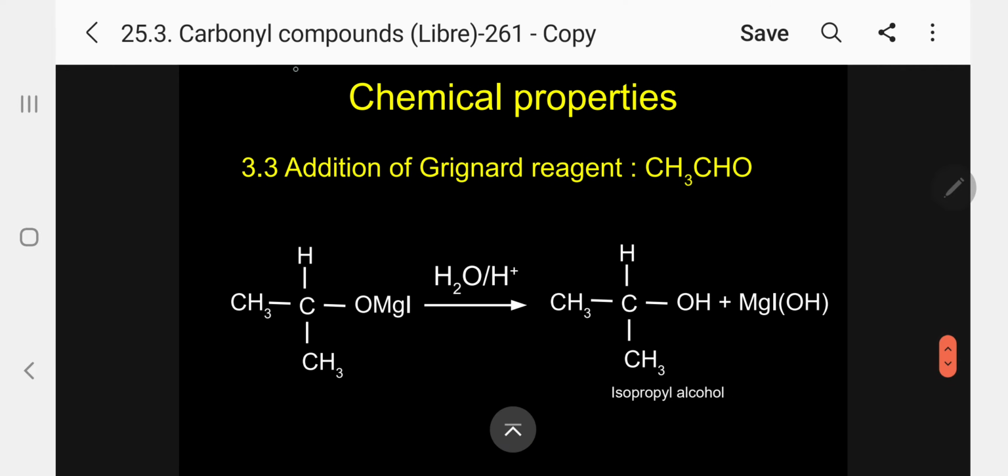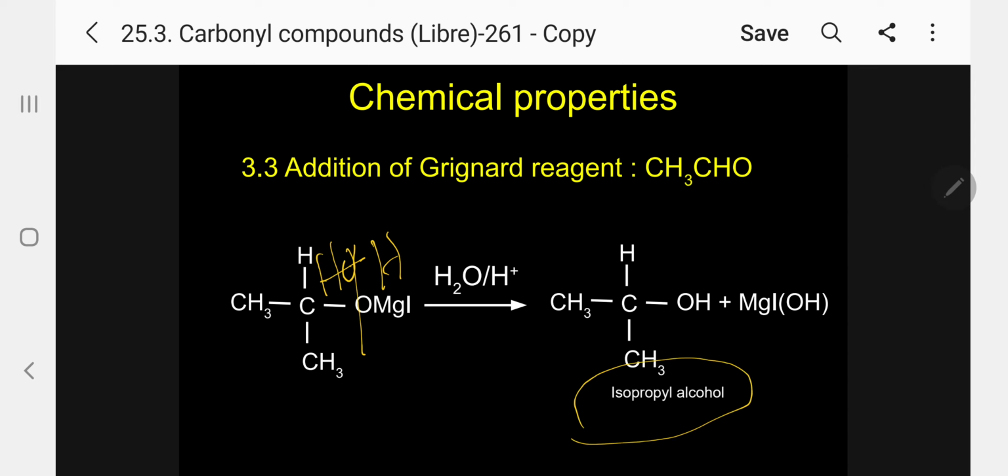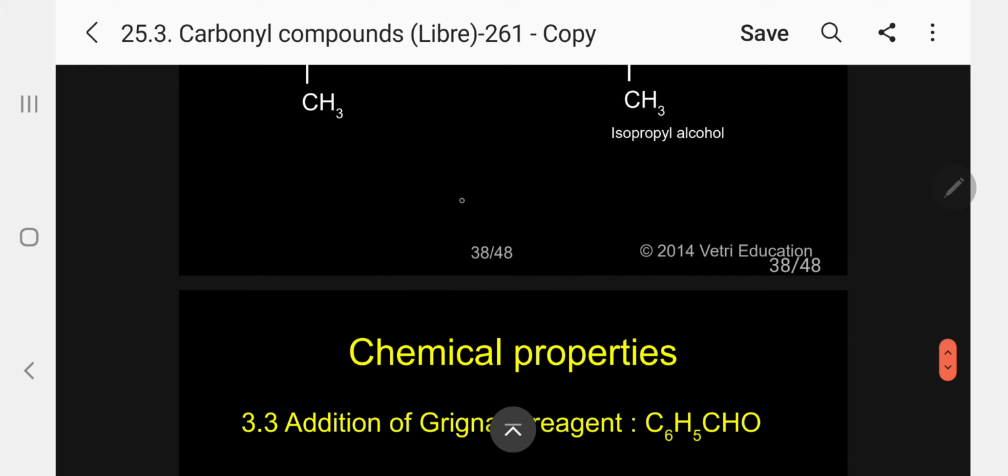Then this adduct undergoes hydrolysis, and automatically we are getting now, kindly follow, isopropyl alcohol, that is 2-propanol, a secondary alcohol. And again Mg(I)OH is formed. So, the very simplest way. Now let me go for the next one.